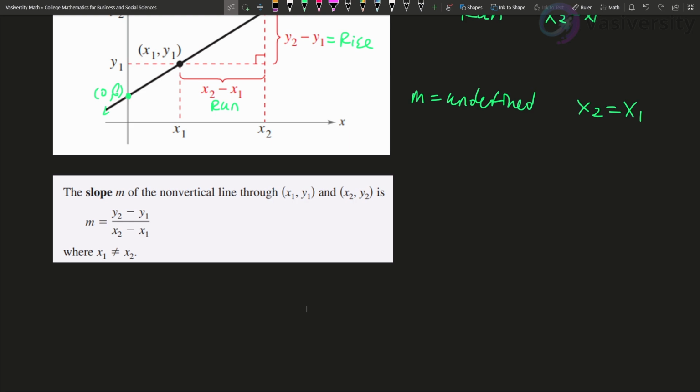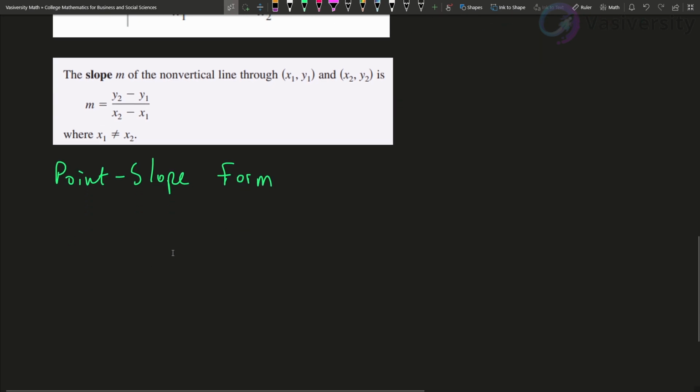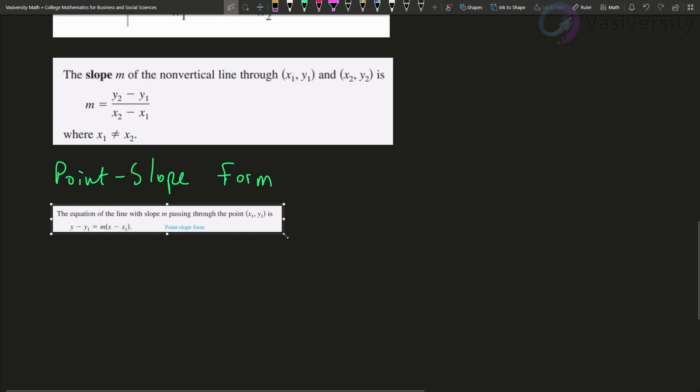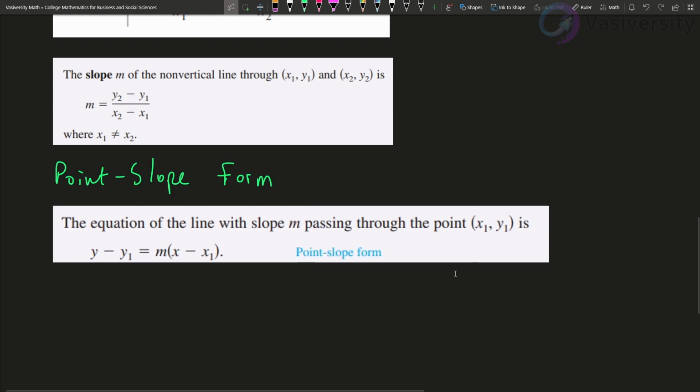Okay, and the next type of form that I will discuss is the point-slope form. In order for us to have an equation of a line, we have to have 2 points. But sometimes if we're given, let's say, a slope, we can use just 1 point. So we're going to call it the point-slope form of a line. That would look like this. The equation of a line with a slope m passing through a point (x1, y1) is y minus y1 is equal to m times x minus x1. And this is called the point-slope form.